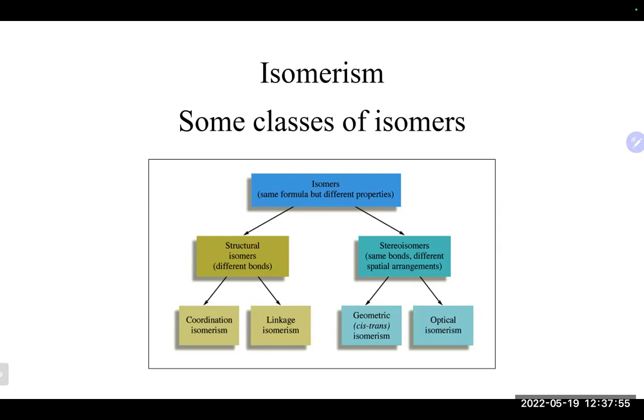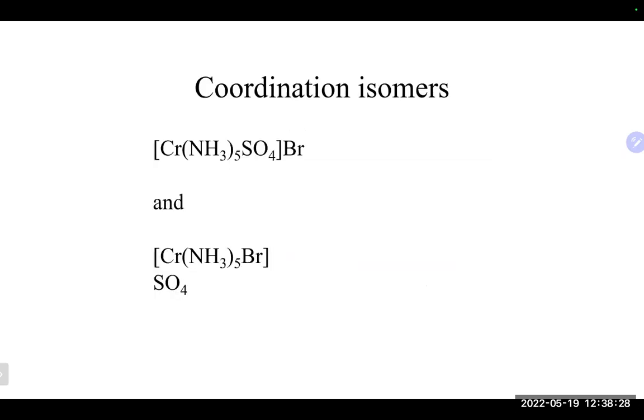There are a couple of different types of isomers. There are structural isomers, which essentially have different bonds that occur. And underneath that, there are coordination isomers and linkage isomers, which we'll look at in just a second. There are also stereoisomers, which have the same bonds, but they're arranged differently in three-dimensional space. They're in different locations. And that gives rise to geometric isomers, which are cis or trans, or optical isomers, which have the ability to change the angle of polarized light.